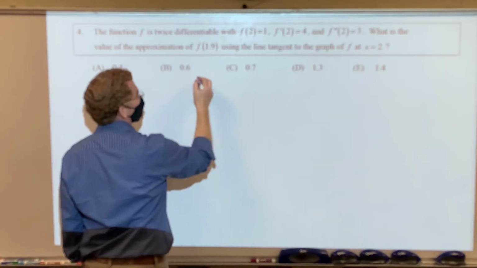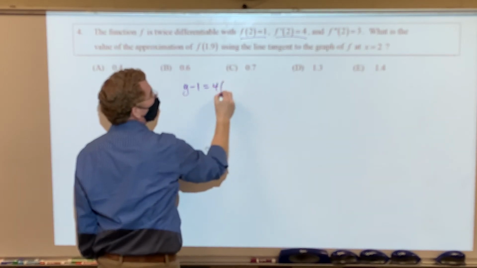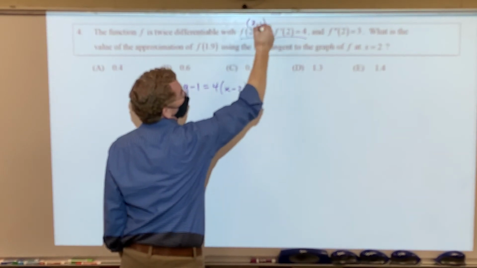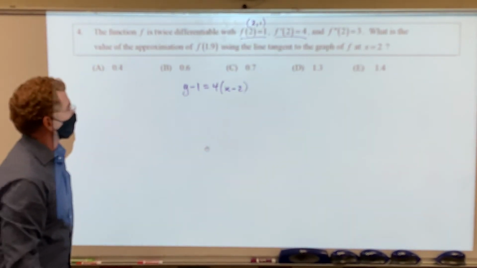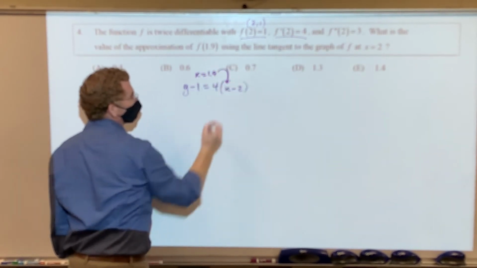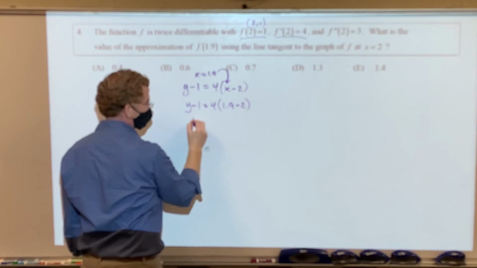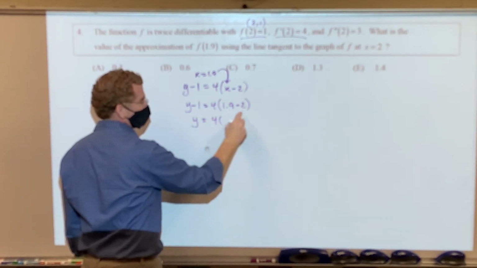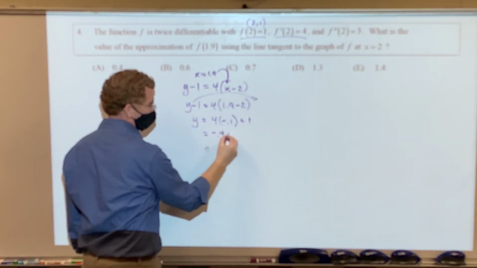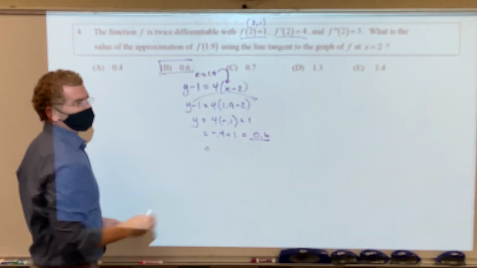but I'm going to start early this year. Okay, so I know the point. That's my point. There's my slope. So y minus the 1 equals the slope 4, times x minus the 2. Everybody with me? All right, because f(2) is 1, so it's the point (2, 1), not the point (1, 2). Don't get that confused. All right, so all I'm going to do is use x equals 1.9 in here, and I get y minus 1 equals 4 times (1.9 minus 2), 4 times a negative 0.1, add the 1 over, so I get negative 0.4 plus 1 is 0.6. So clearly B, and I didn't need the second derivative.